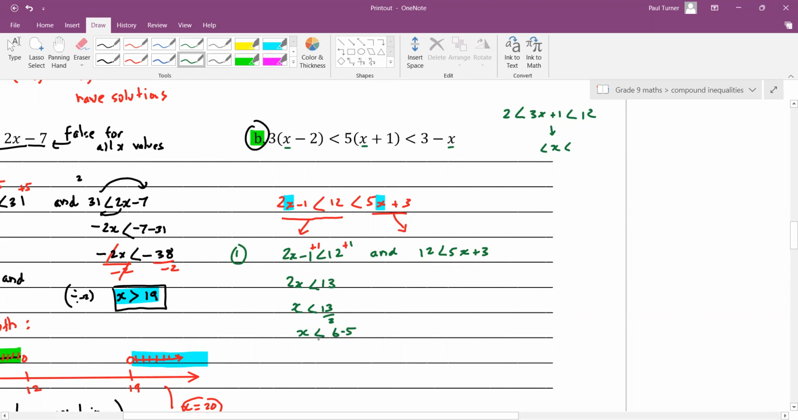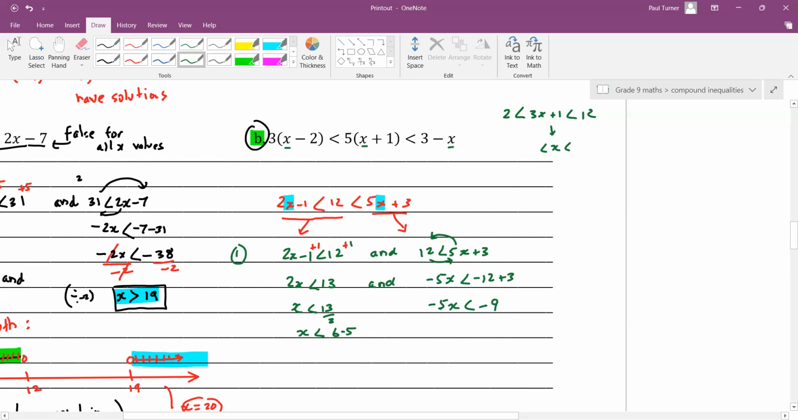So we know x, the number we want, are all numbers less than 6.5, but they also must follow this rule as well here. So we'll put the 5x on the other side. So that'll become minus 5x less than minus 12 plus 3. Okay, I'm just rearranging here. So just swap the side around. So minus 5x is less than negative 9.